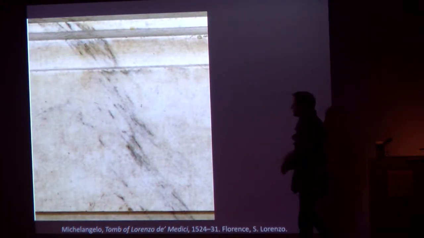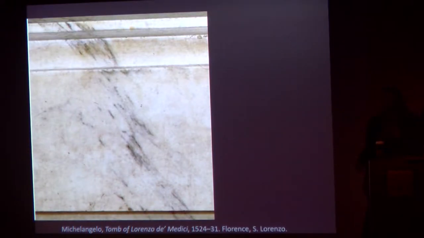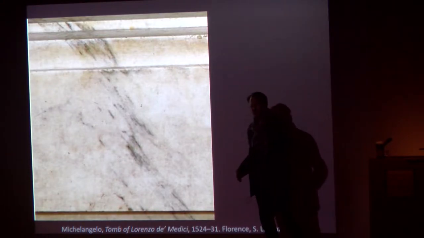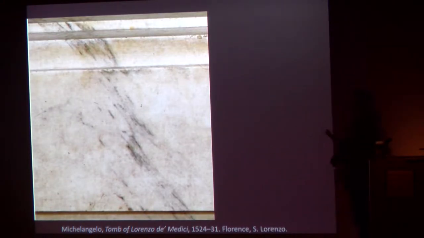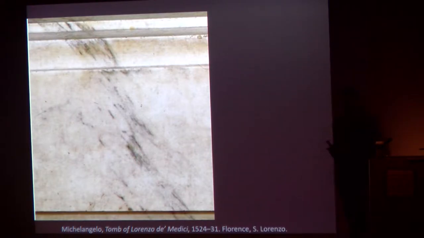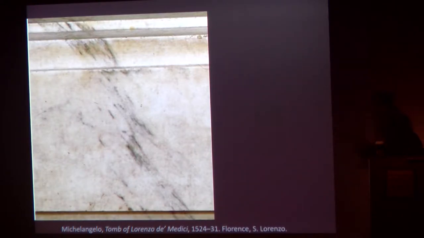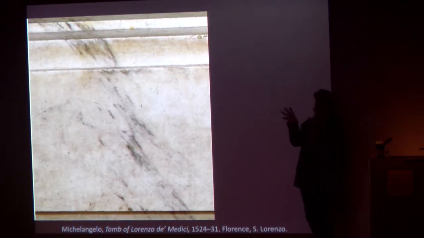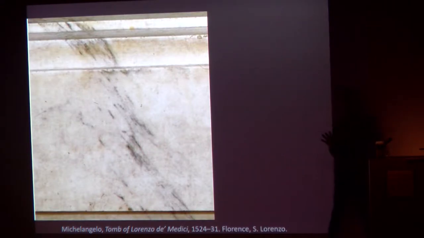This is the tomb of Lorenzo de' Medici, who was violently murdered in the cathedral. And as the story goes, in his tomb, the blood stained the marble. And so Michelangelo's tomb is actually this intense talismanic object, because it's imbued with the act of violence against the Medici.